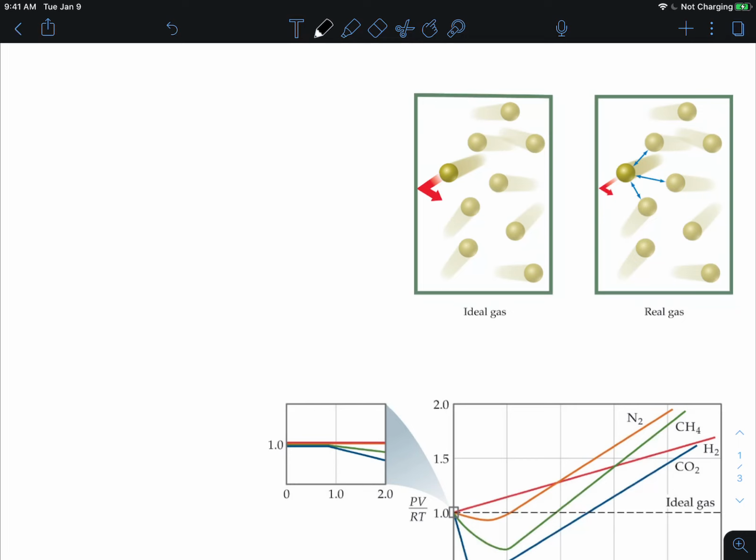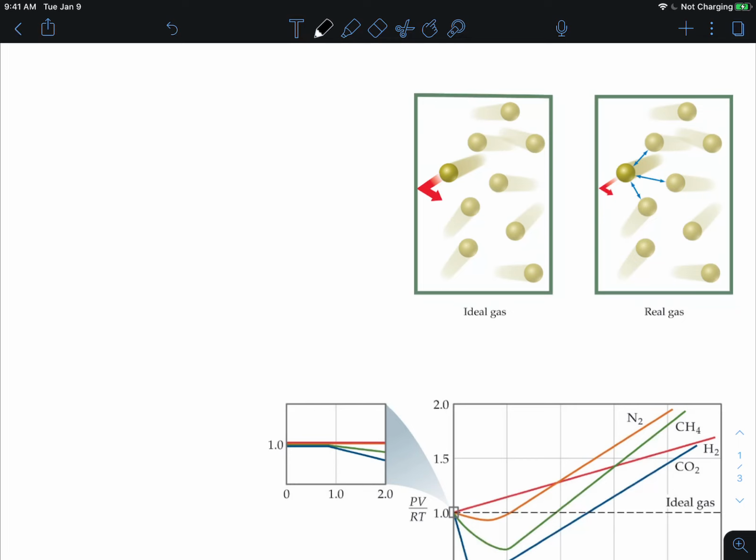Hey guys, in this video we're going to look at ideal gases and how they are different from real gases. We're going to go into what makes a gas ideal versus what makes a gas real, and then what calculations we can do if we deem a gas to be real in nature as opposed to ideal.